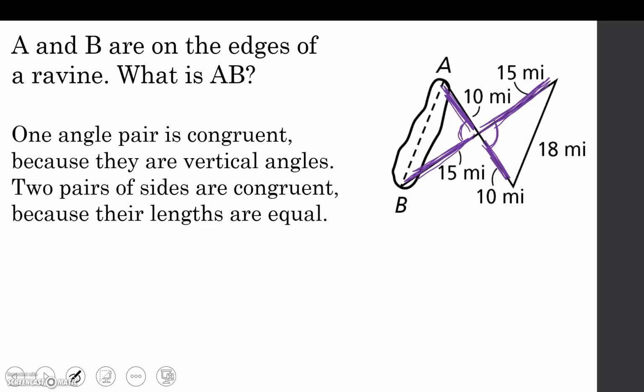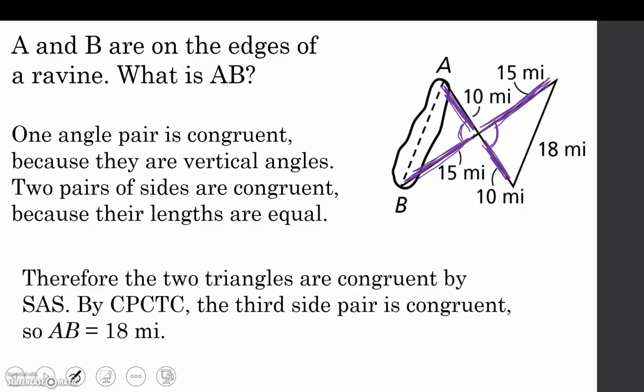So we can go ahead and say that these two triangles are congruent. And specifically, we're going to say that they're congruent by side, angle, side. And so now to take it one step further, we're going to say that the two side lengths, the one that has the 18 measures here and the length of AB, are going to be congruent. Since the two triangles are congruent, those two pieces are congruent by CPCTC. So therefore, the length of AB has to be 18 miles.